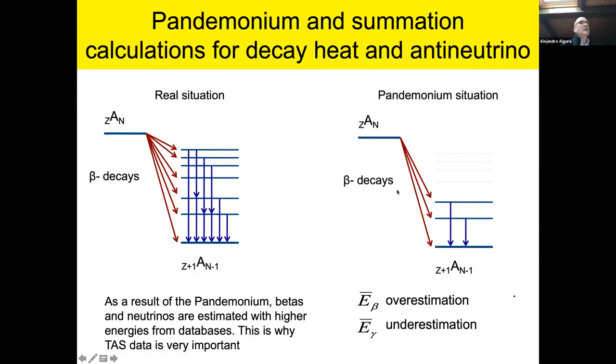Another thing I would like to mention before I go into more detail: if you do this kind of summation calculation, you will use decay data, you need the individual beta decays. The problem is that if you have data that suffer from the Pandemonium effect, which can easily happen, you will have an overestimation of the beta energies, an overestimation of the neutrino energies, and an underestimation of the mean gamma energies that, for example, you release in the beta decay, from the perspective of the decay heat problem.